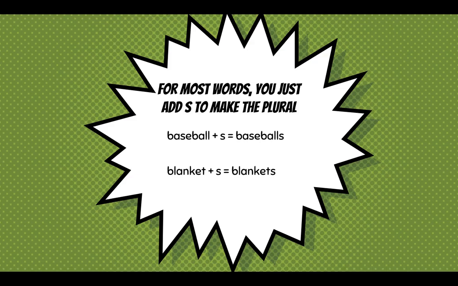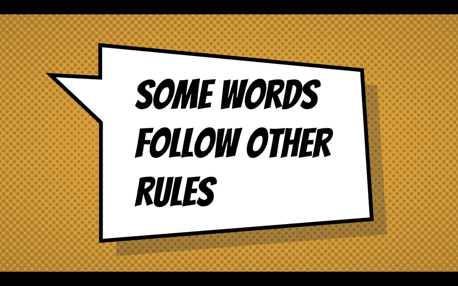When we're looking at these words, most of the time you can just add S to a word to make it more than one. So like if I have a baseball, I just add the S at the end and it becomes baseballs. If I have one blanket and now I have more than one, I'm going to add S and it becomes blankets. For most words, that's the rule. You just add S. But of course, in the English language, we have some words that follow some other rules.